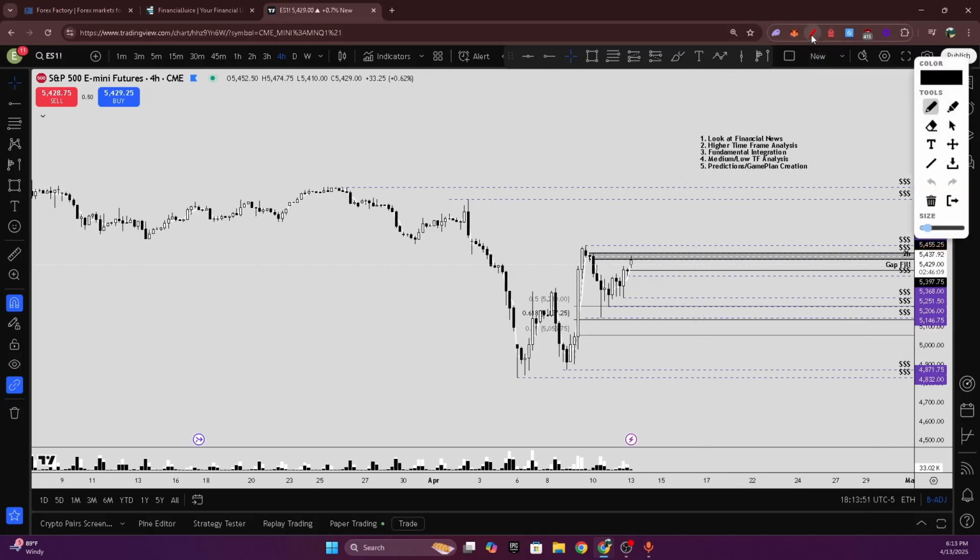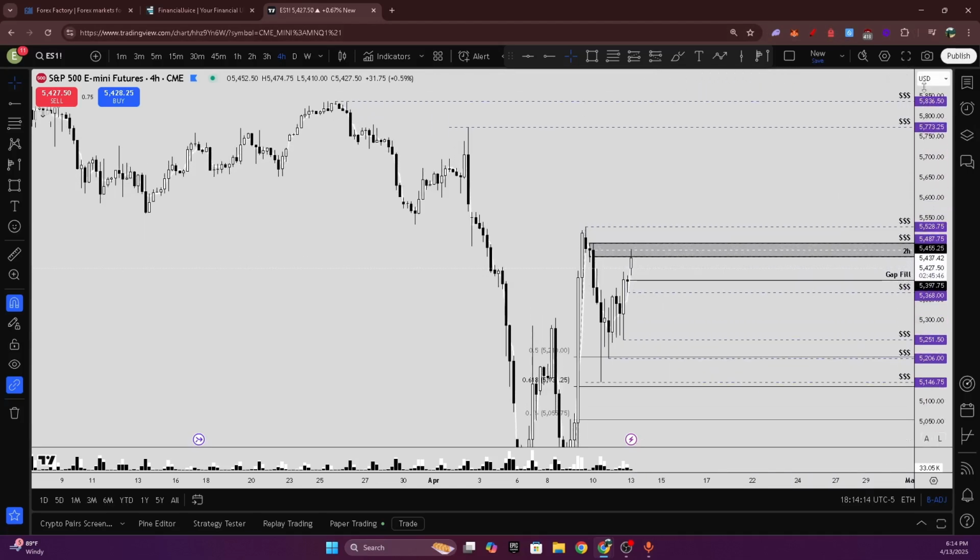And step number 5 is to predict where price may go next and have different outcomes which you can capitalize on. I'll show you an example of this so you know exactly what I mean. We're essentially setting ourselves up for success in the week upcoming through setting up a type of game plan.